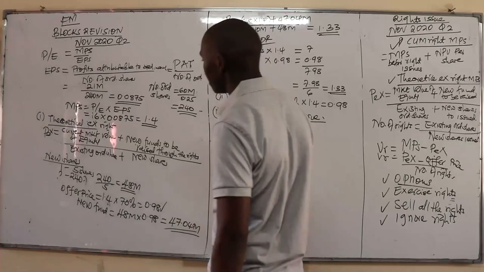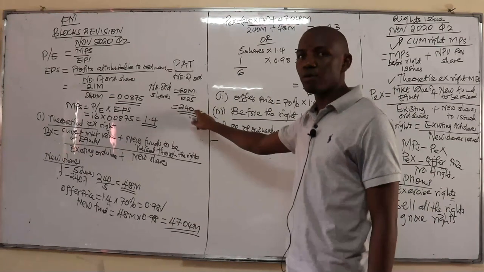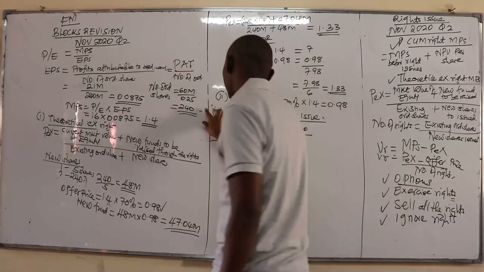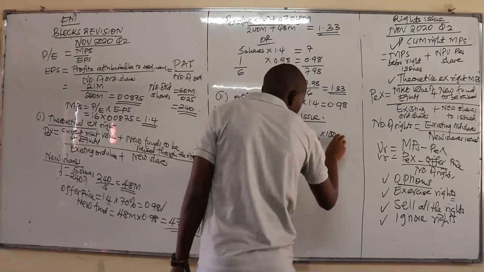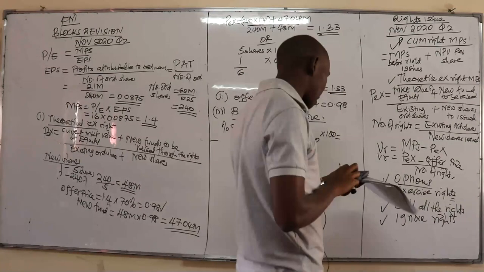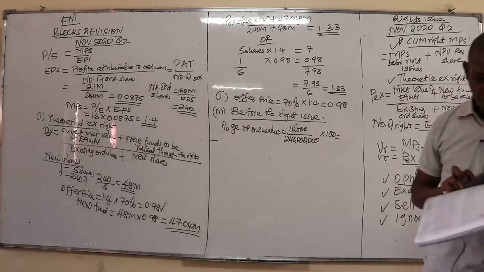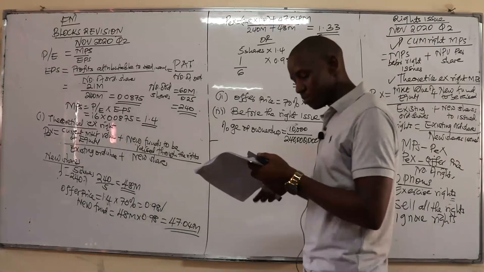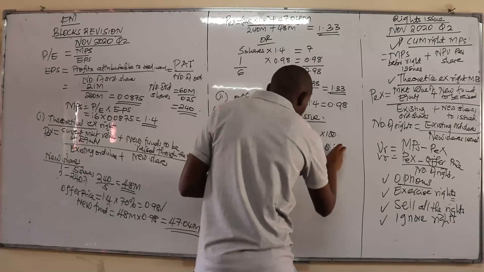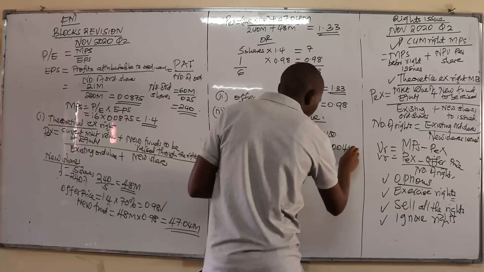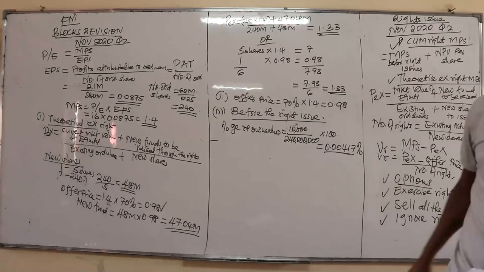You divide by the total shares in that company, because the rights issue will be issued in accordance with the number of shares, which were 240 million. So you divide by 240 million, then multiply by 100. In that case, it will be 0.00417%. That is now the percentage of ownership of that investor.